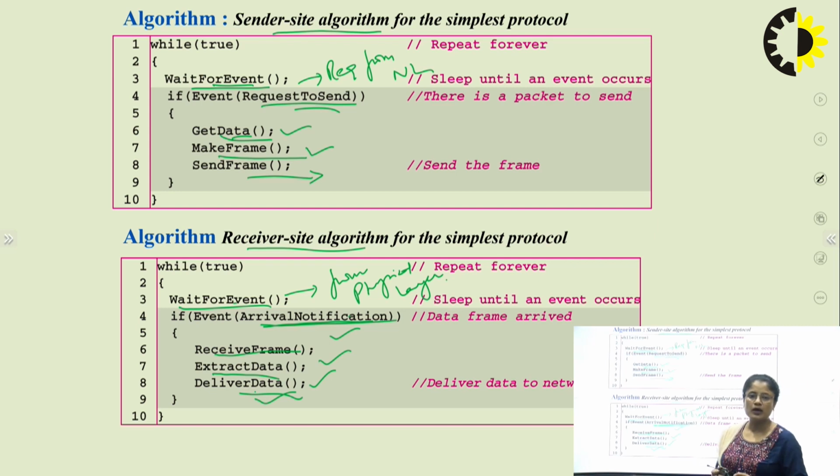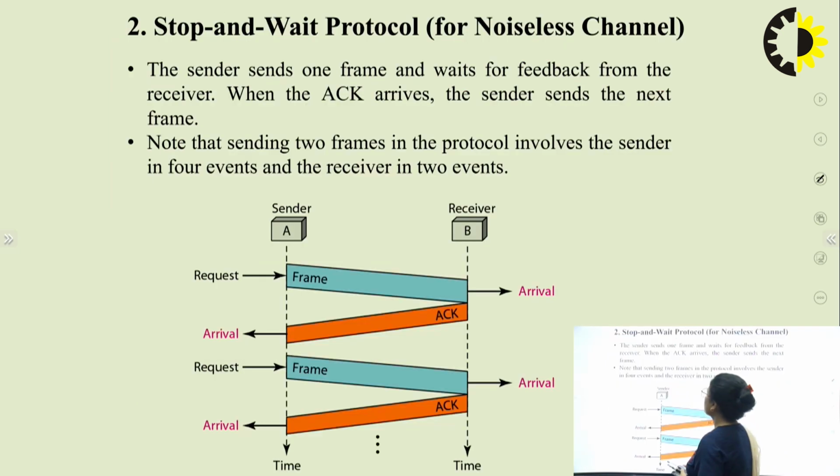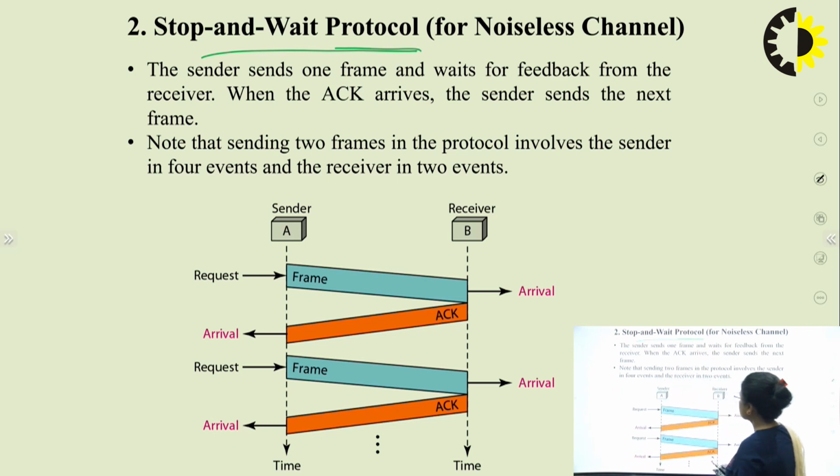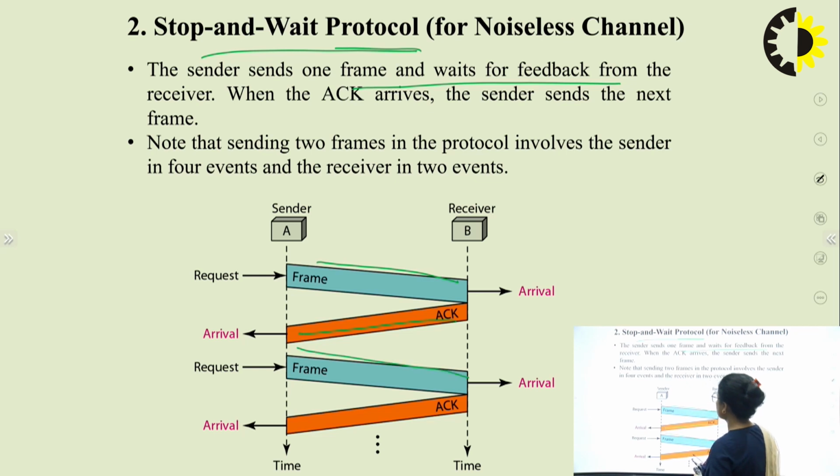Now let us take one more protocol, which is again an idealistic protocol that works for a noiseless channel. We call it the stop and wait protocol. Here the sender sends one frame at a time and waits for a feedback, or rather an acknowledgement from the receiver. The sender sends one frame, waits for an acknowledgement. The sender sends the next frame and waits for an acknowledgement. That means we have one more kind of signal, that is an acknowledgement signal that is being sent from the receiver to the sender. Now here we still are assuming that it is an ideal channel which is error free, but we have now more number of events.